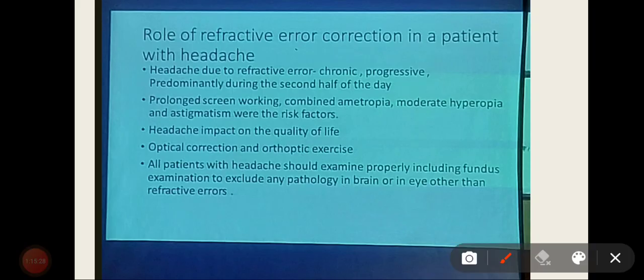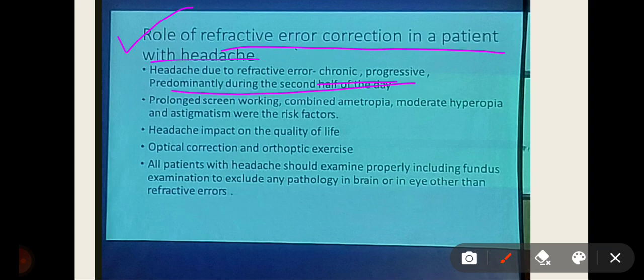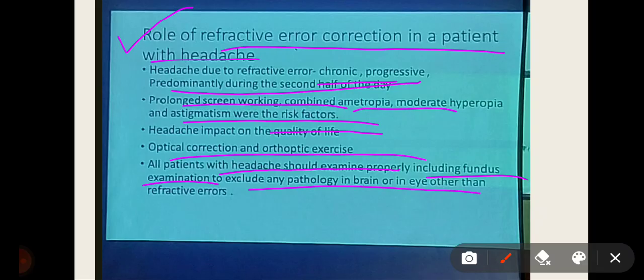So now we discuss the role of refractive error correction in patients with headache. Headache due to refractive errors is chronic and progressive, and predominantly occurs in the second half of the day. Prolonged screen work, combined ametropia, moderate hypermetropia, and astigmatism are the risk factors. Headache impacts quality of life. Treatment is optical correction and orthoptic exercises. All patients with headaches should be examined properly, including fundus examination, to exclude any pathology in the brain or the eye other than refractive errors.